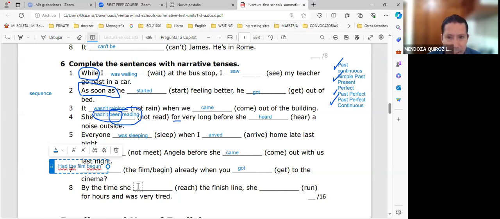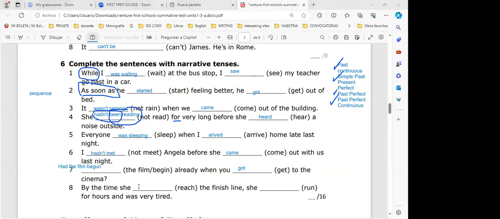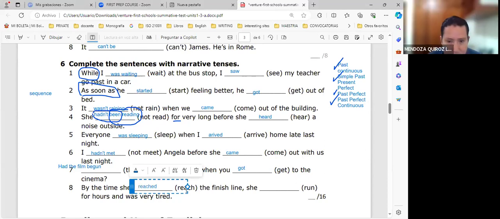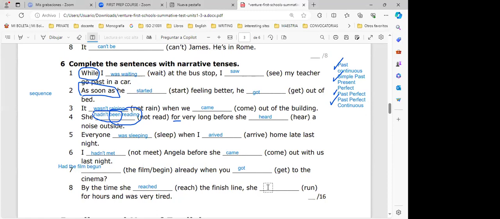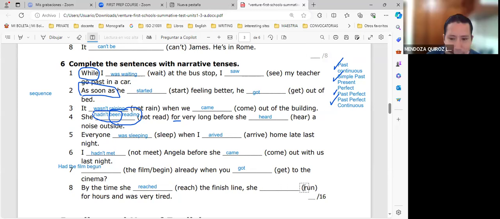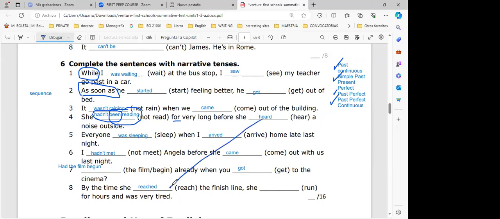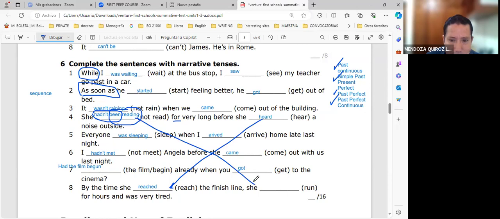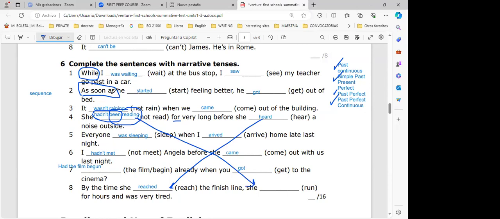Next one, number 8, Andrea. By the time you reached. Excellent. She reached the finish line. There is as well the one that we did before, that she hadn't been reading. It is the same tense. Actually, it's similar to number 4, because here you use the past, and here you have to use the past perfect continuous. She had been running. She had been running for hours.